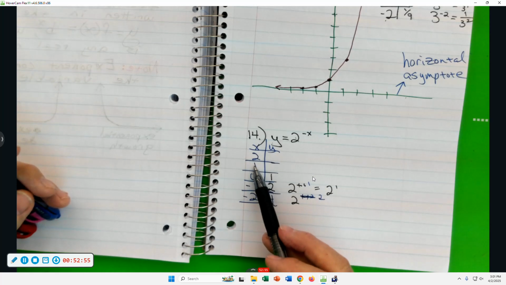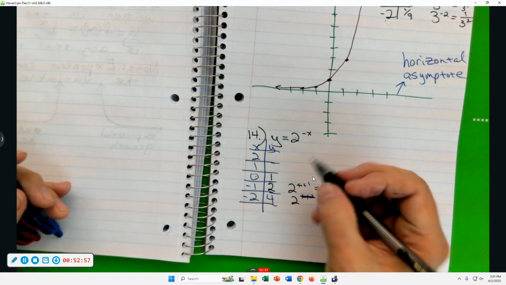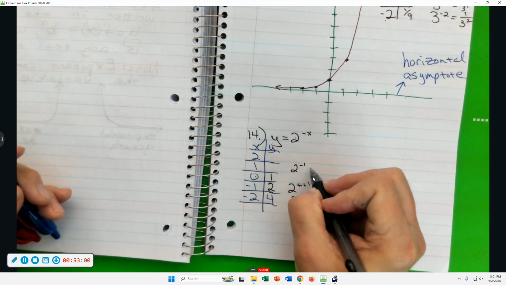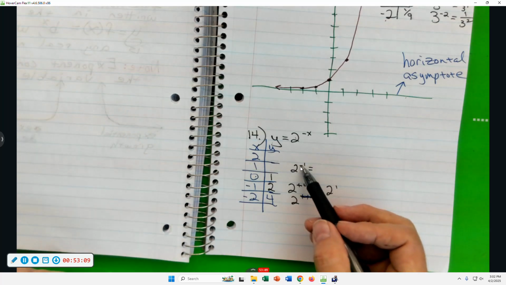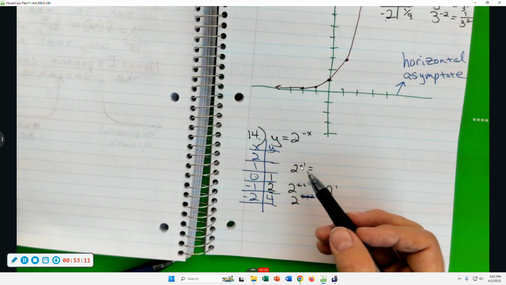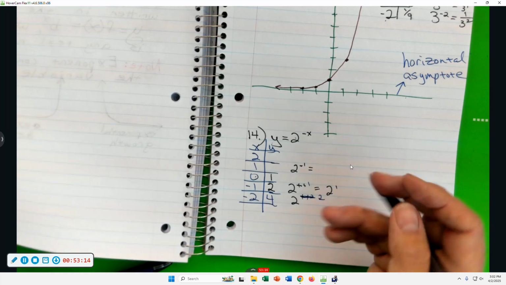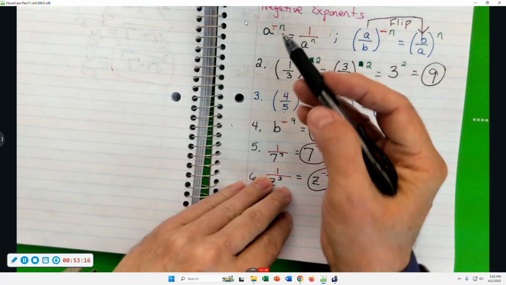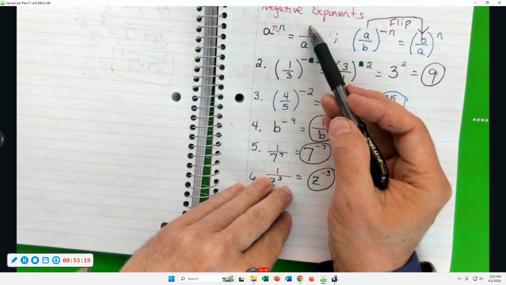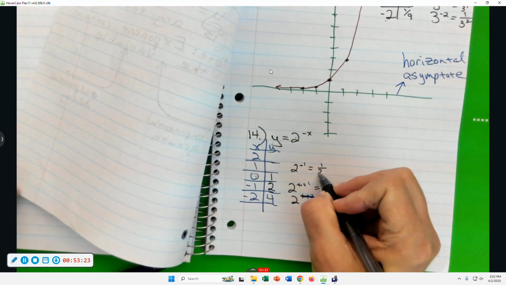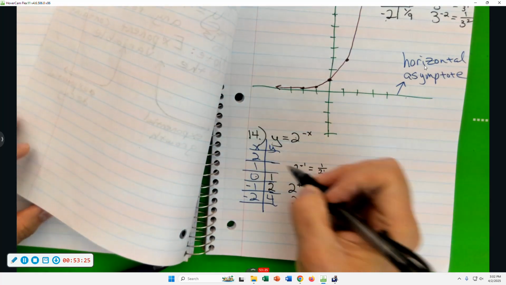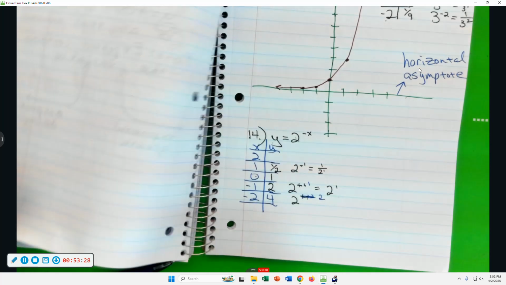Now, plug in the 1. We have 2 to the negative 1. How am I going to rewrite 2 to the negative 1 without a negative exponent? It's a negative exponent, so I'm about to pick up that 1 over, and then it's 2 to the first, which is just 1/2.